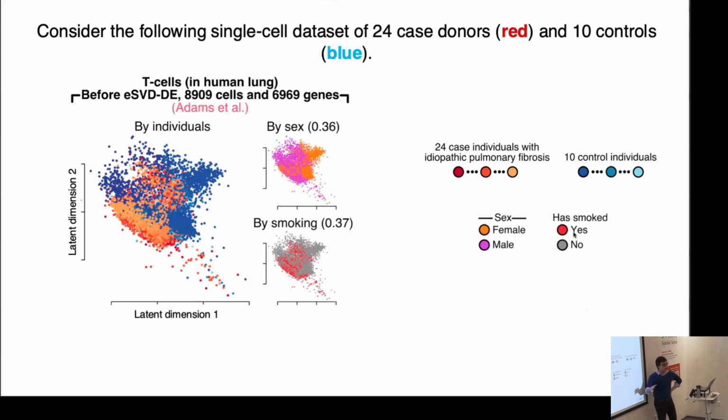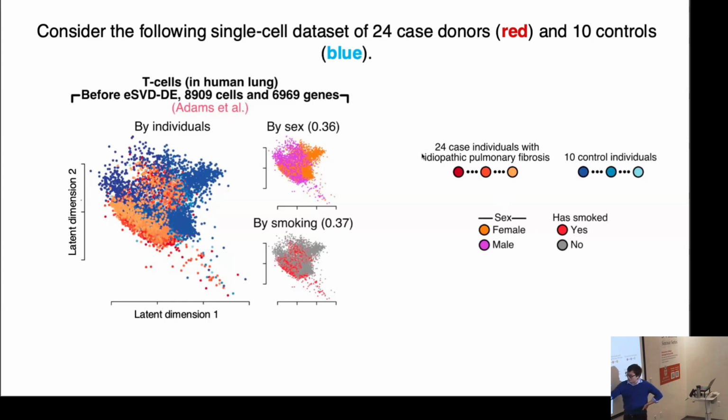In this particular talk, I'm going to use one particular example from T cells in lung. It'll become a little bit clearer why I'm going to choose this particular data set among all the data sets I could possibly choose, but for now, just take my word for it. We're going to analyze T cells from a lung data set across, in this case, 34 individuals, 24 cases and 10 controls. I have different covariates, age, sex, and smoking status, that I want to control for.